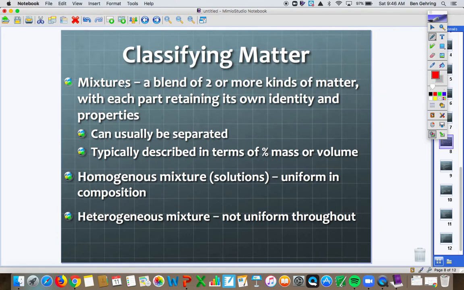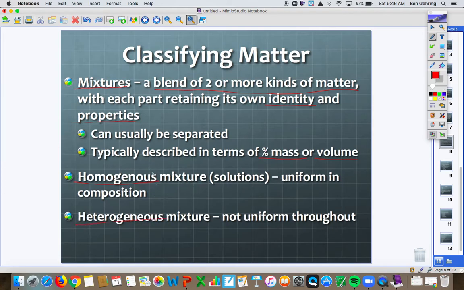So if we're talking mixtures, mixtures are a physical blend of 2 or more kinds of matter, with each part retaining its own identity and properties. These can be separated by physical means, sometimes with tedious physical means, and typically we describe these in terms of mass or percent mass or percent volume. But these are mixtures, and there's 2 kinds. We call these homogeneous and heterogeneous.